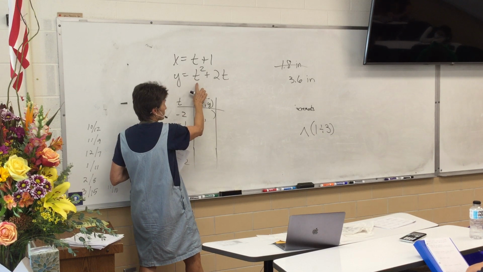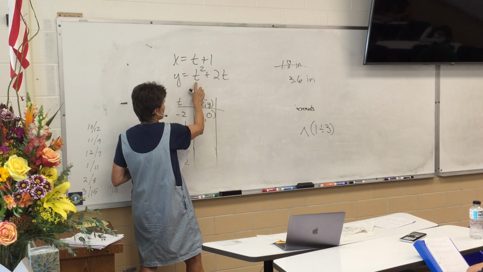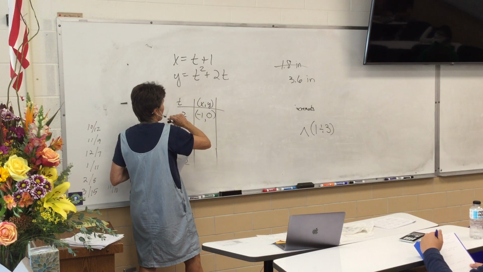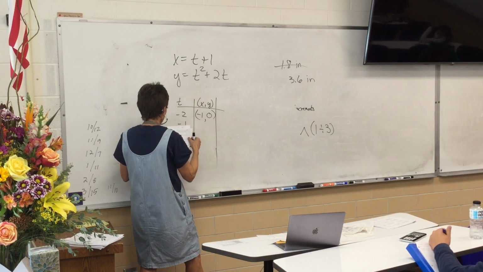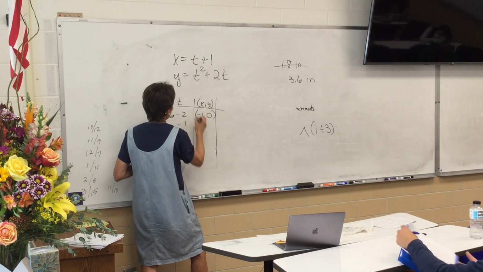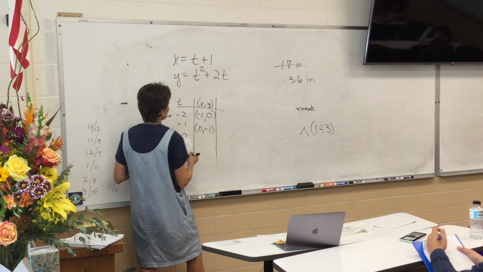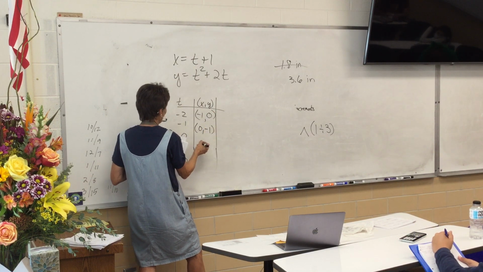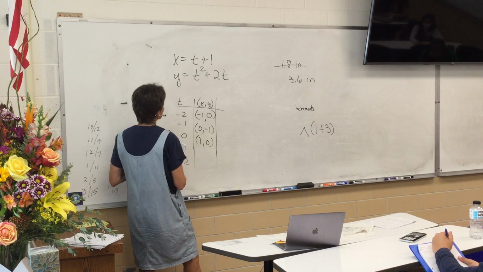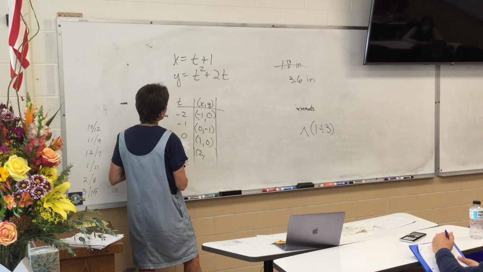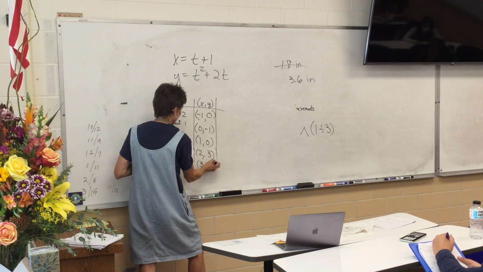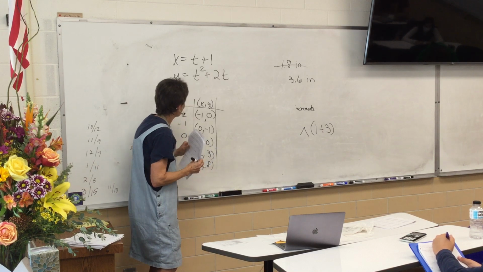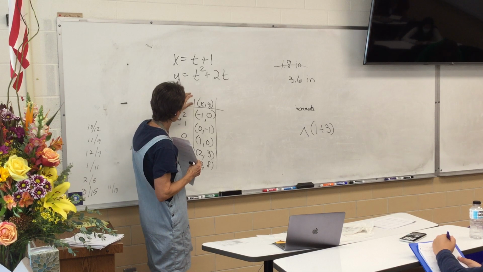-1, 0. Check my arithmetic, is that right? T is -2. And then -1 would be 0, -1. 0 would be 1, 0. 1 would be 2, 3. And 2 would be 3 and 8. Double check, I'm kind of making mistakes today, so I want to make sure we're right.